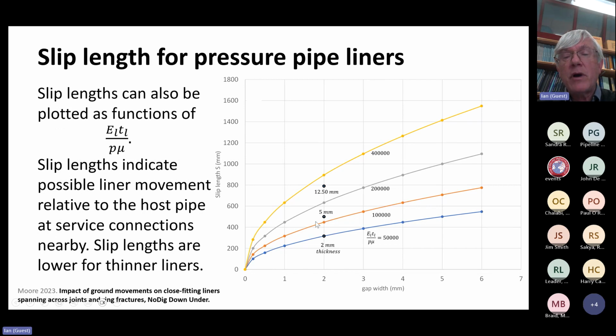Slip about 0.5 meter away. Whereas if we went to a different sort of liner, we might have slip going up to 1 meter or so away. And so these are distances that aren't particularly intimidating depending on how long your pipe segments are, and they allow us to assess whether those service connections might be compromised.